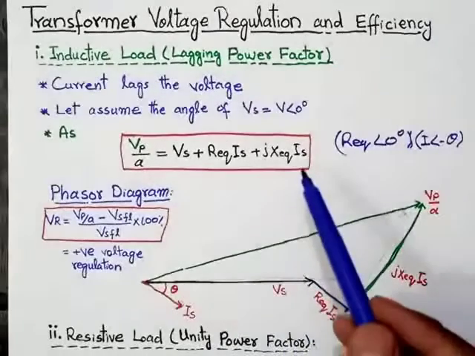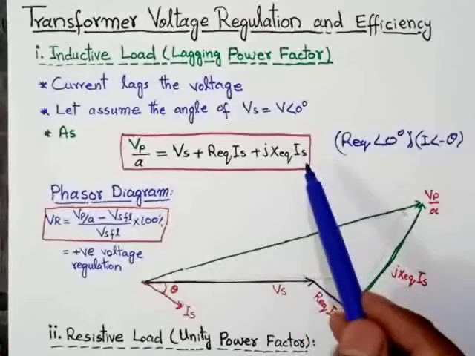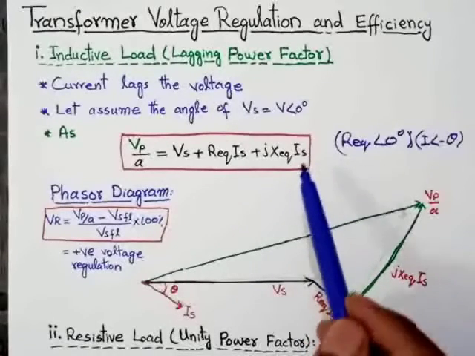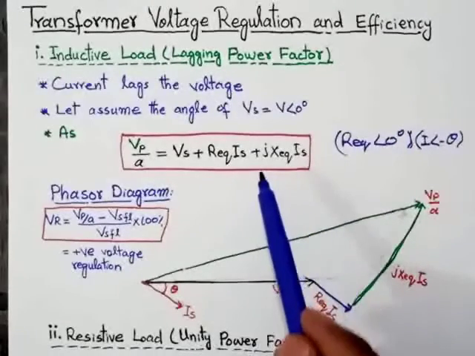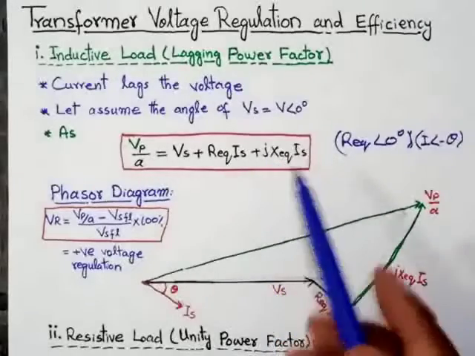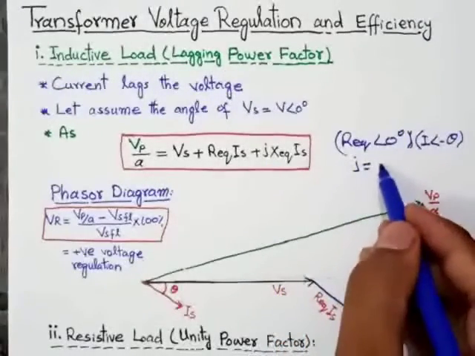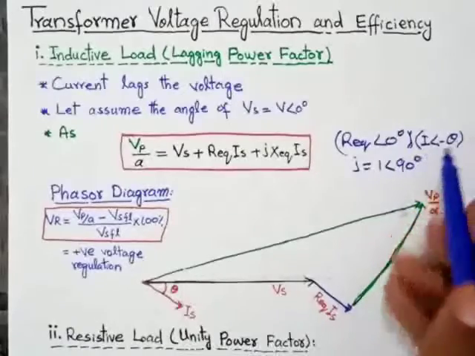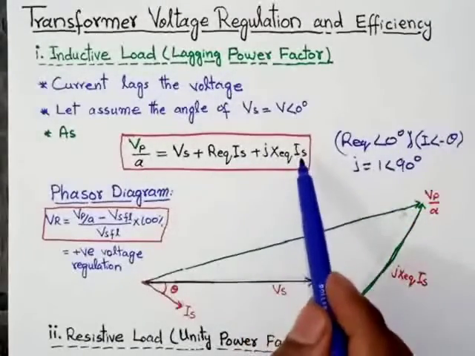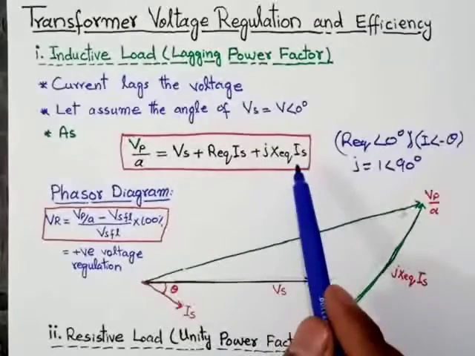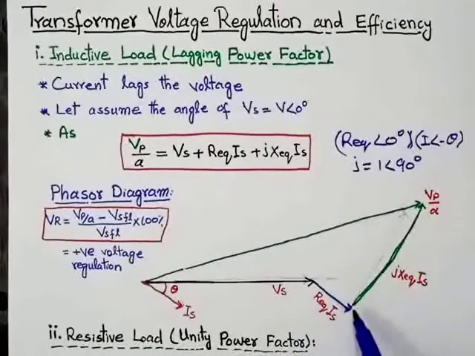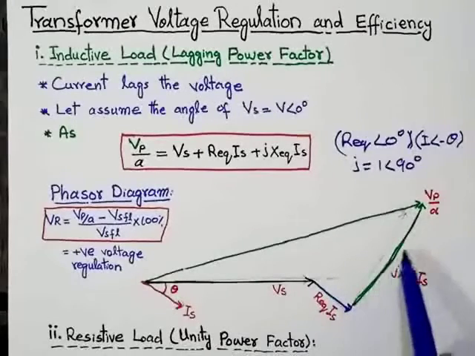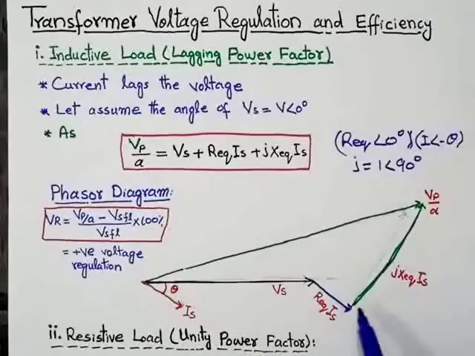Now, the last parameter is jX equivalent into Is. As we know, the angle of the current is minus theta due to inductive load, and the j means an angle of 90 degrees. j is basically equal to 1 angle of 90 degrees. So if we add the angle 90 degrees to minus theta, the vector will be like this. jX equivalent into Is will be like this.